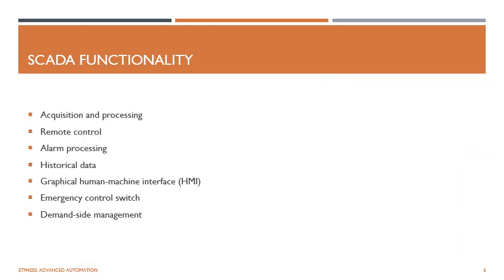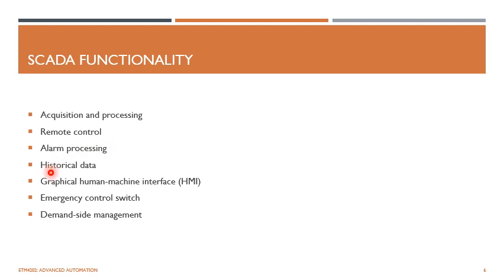So SCADA has different functionalities. The first one is acquisition and processing of data. And you can do remote control, which means you can control from anywhere in the world or anywhere outside your plant. You can control the process variables through the RTUs and PLCs. And SCADA can generate alarms, like if some variable goes beyond a threshold level, then it could be programmed to generate an alarm.